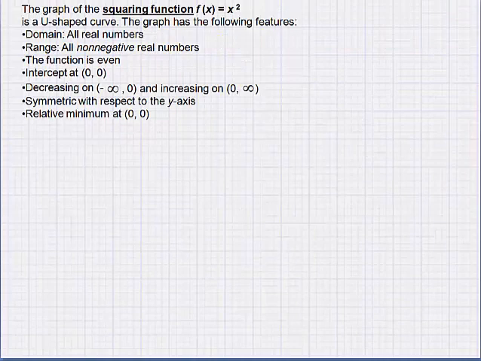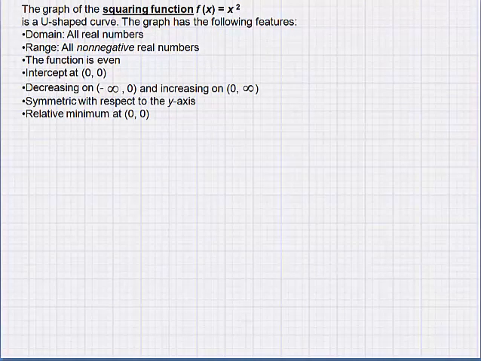The next function we need to look at is the squaring function. The squaring function is simply going to be f of x equals x squared, hence the name. Generally, the shape for all these squaring functions will be a U-shaped curve. We call that U-shaped curve a parabola. The domain for this function is all real numbers. The range is not all real numbers, because when you square anything, you'll always get a non-negative value. You either get 0 or positive. So the range is all non-negative real numbers.